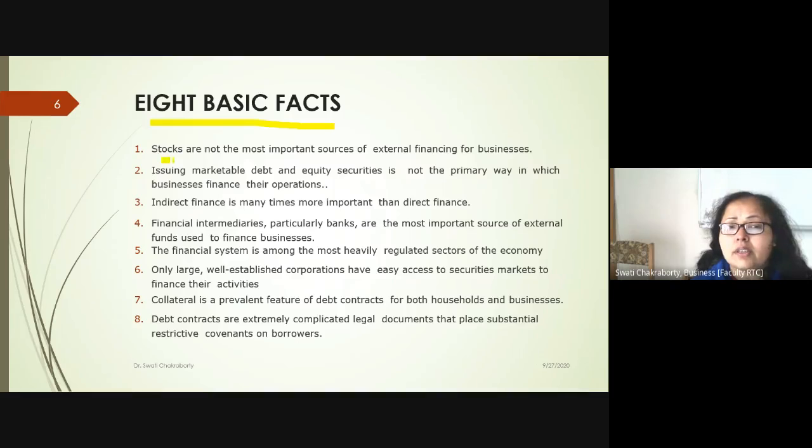The first is that stocks are not the most important sources of external financing for businesses. Second, issuing marketable debt and equity securities is not the primary way in which businesses finance their operations. Third, indirect finance is many times more important than direct finance. And fourth, financial intermediaries, particularly banks, are the most important source of external funds used to finance businesses.